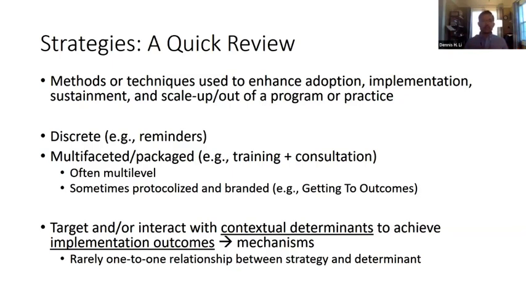A caveat here is that there's rarely a one-to-one relationship between strategies and determinants. Multiple strategies can target the same determinants. And on the flip side, multiple determinants can be targeted by the same strategy. However, in the literature writ large, the mechanisms are still largely unknown or very ill-defined. So that's one thing that implementation science as a field really needs to strengthen, and what we're encouraging all of our projects to do so that we can contribute to the broader implementation science knowledge.